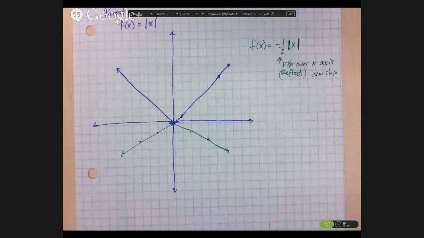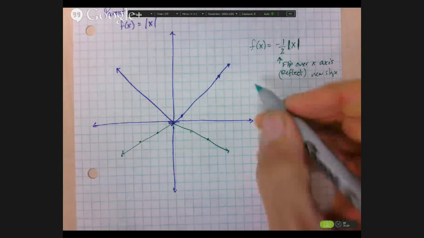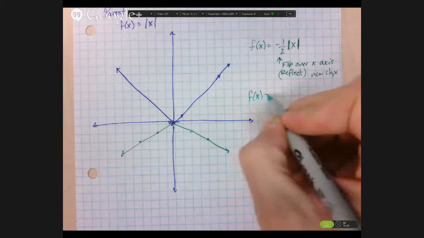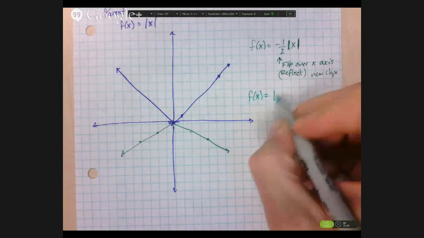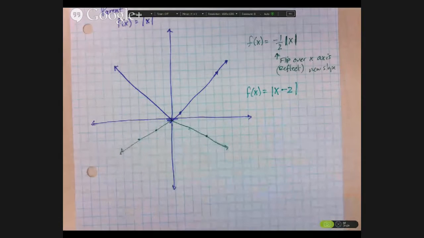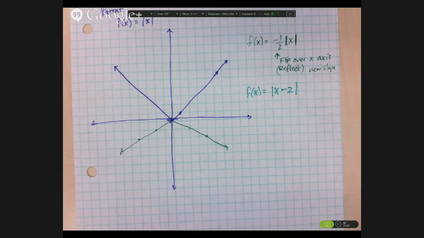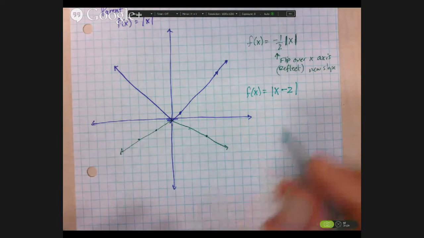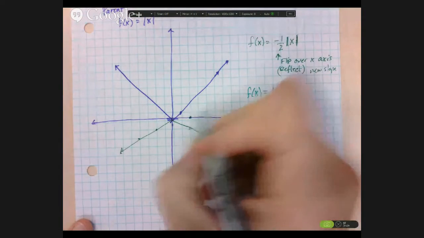Okay. Logan, is that making more sense? Yeah, that helps. Okay. Let's try this one. Right too. Okay, it's inside the bars, right? Inside the bars means we move left or right. Somebody said it? I did. To the right 2 units.